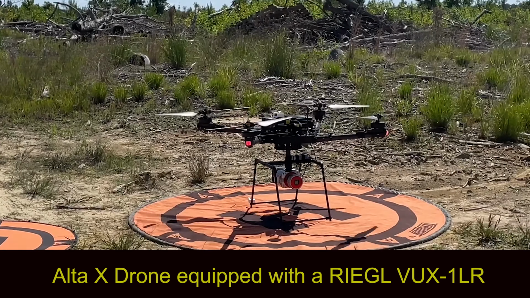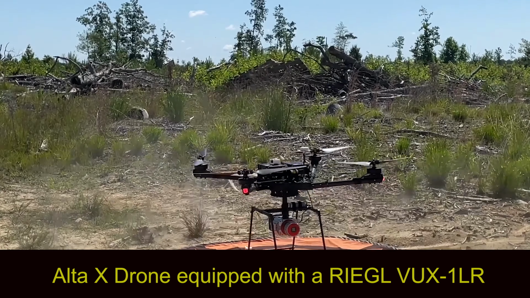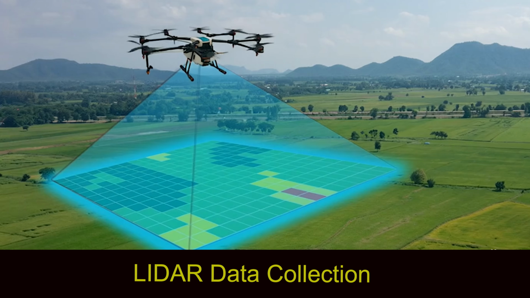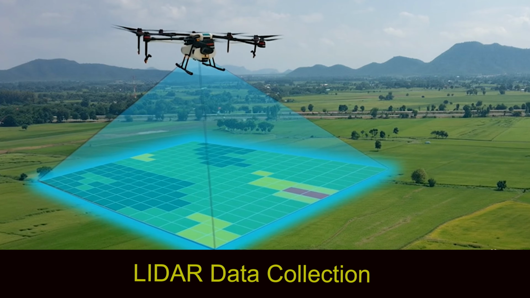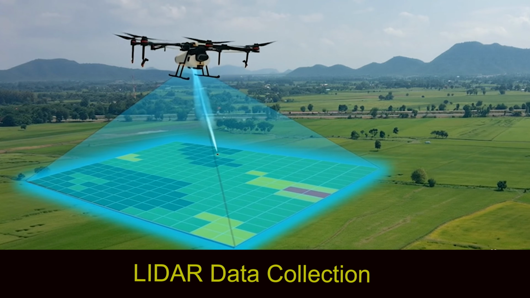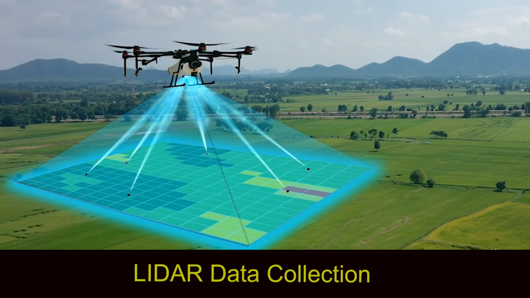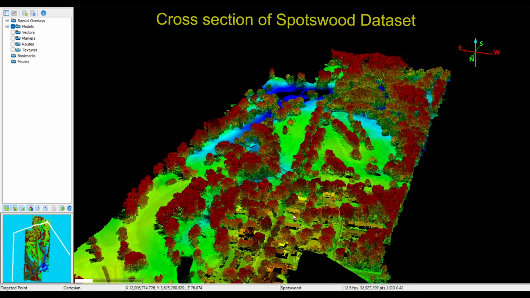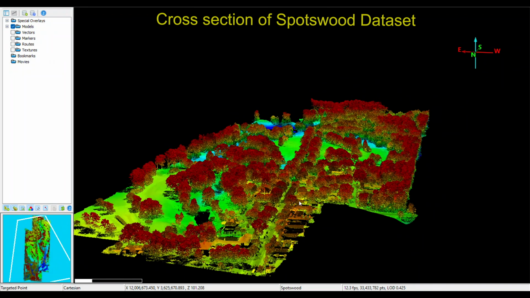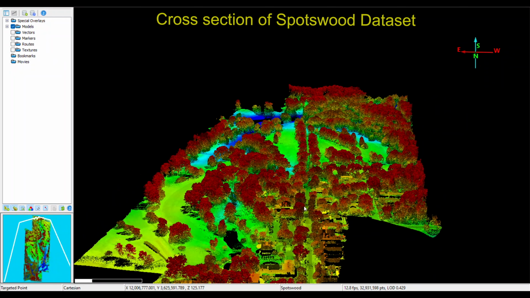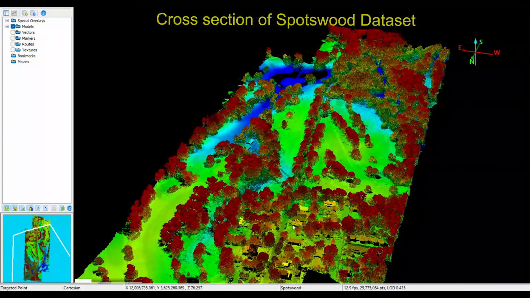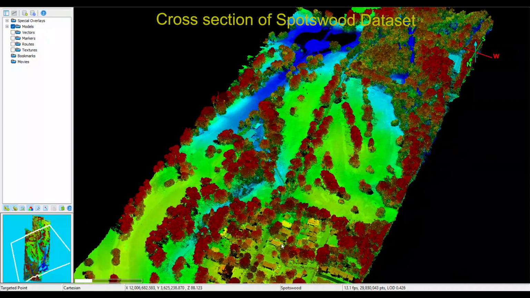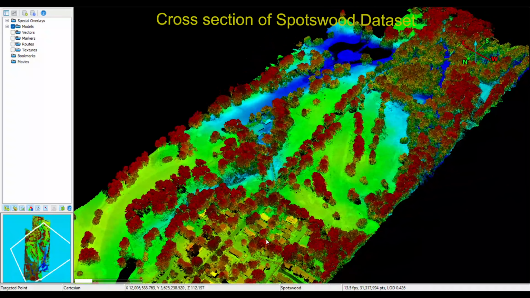The LiDAR data provided by the Timmons Group was collected using an Alta-X drone. As the drone follows a precise grid flight path, the sensor emits laser pulses and records every return, building a dense, high-resolution point cloud. Here is a cross-section from our dataset which includes rooftops, tree canopies, and roadways. To derive meaningful terrain models, we need to separate ground from non-ground, which we call ground segmentation.